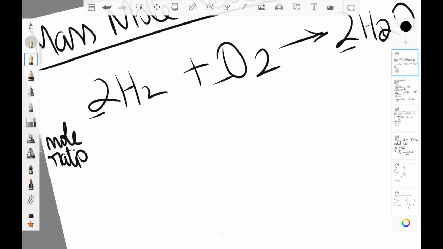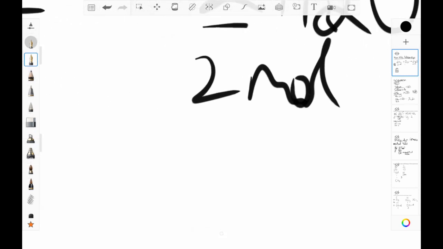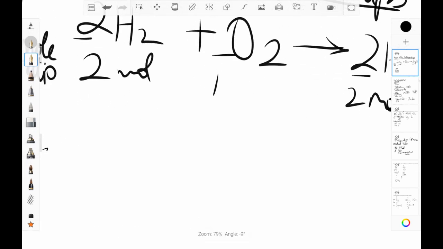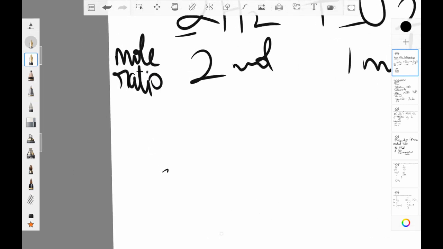So you can see that 2 moles of hydrogen reacts with 1 mole of oxygen to form 2 moles of water. Let's write that properly: 2 moles of water. So that's the mole relationship in this reaction. You can also get the mass ratio.